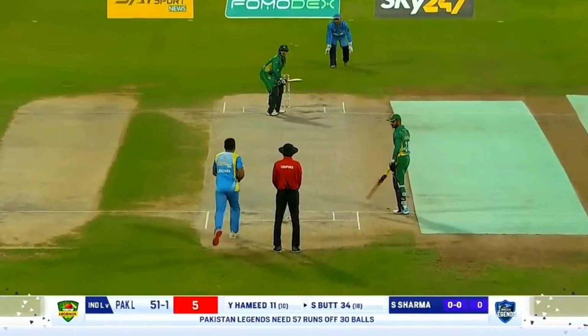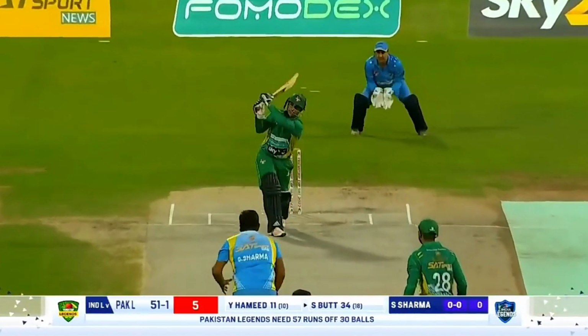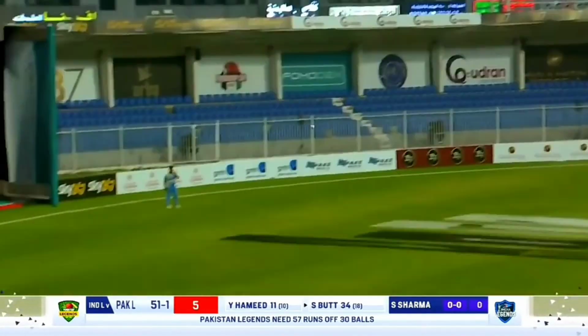Looking to restructure the field is Mohammad Azharuddin. This time he hits it quite well, and he picks up a boundary.